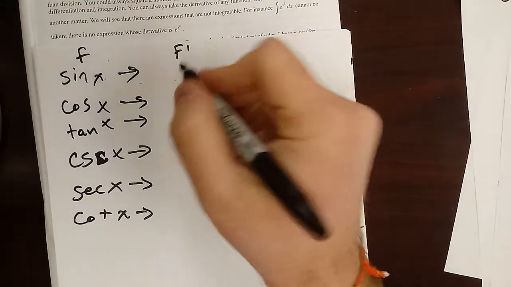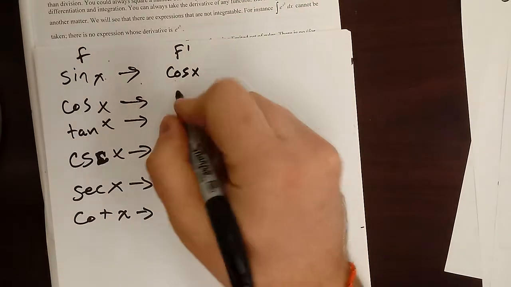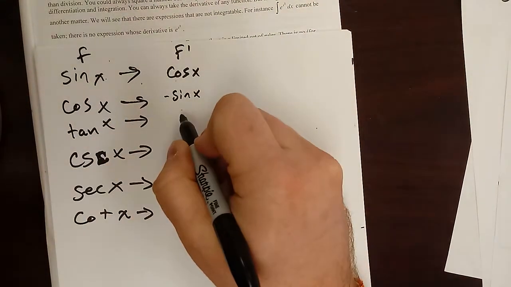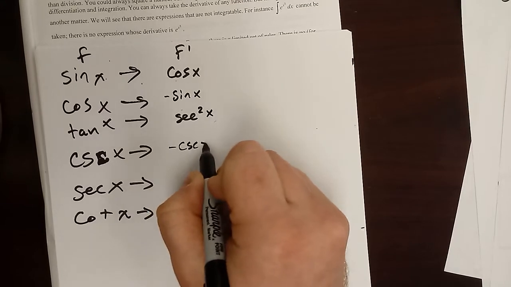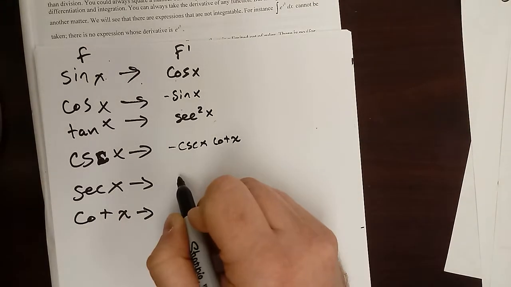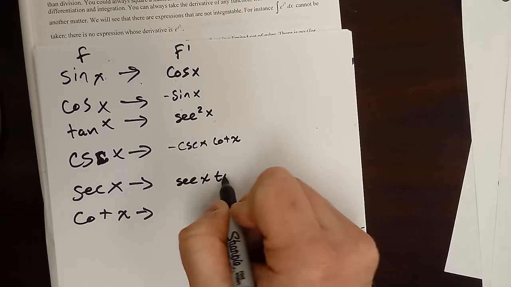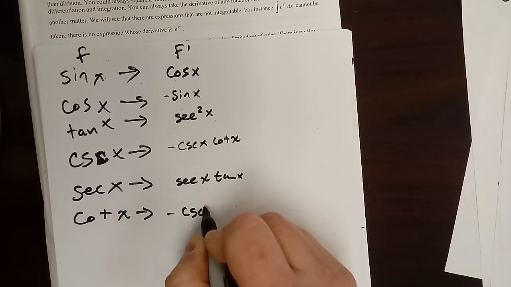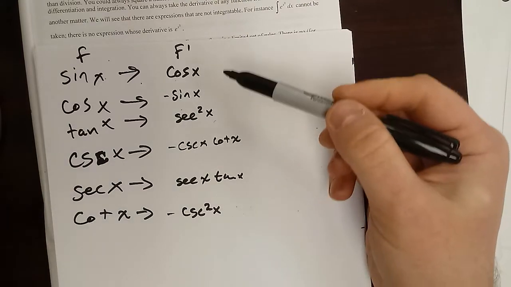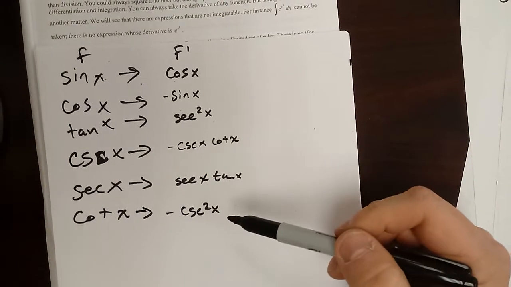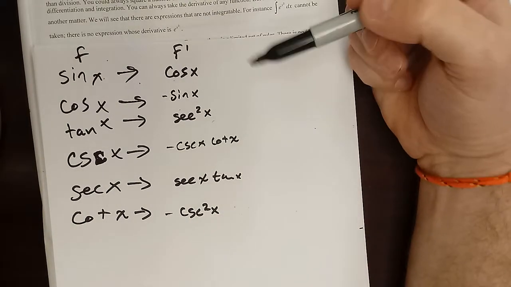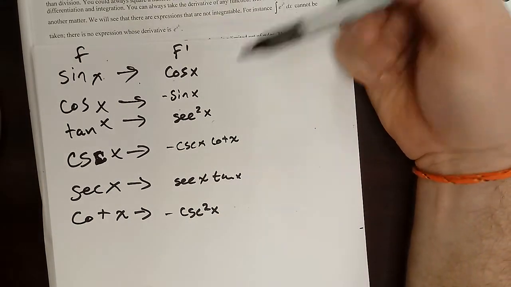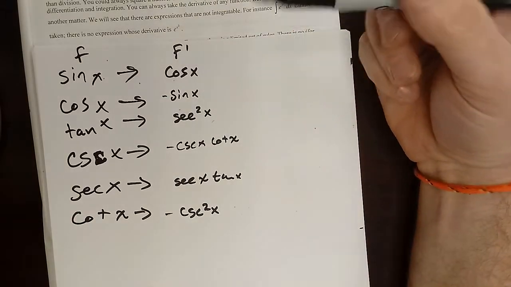So if you don't know the derivative of sine is cosine. If you don't know the derivative of cosine is negative sine. Tangent is secant squared. Cosecant is negative cosecant cotangent. Secant is secant tangent, and cotangent is negative cosecant squared. I don't know these because I'm special, or because I'm smart, or because I'm a math teacher. I know these because I spent the time with them to memorize them. That's all it is.